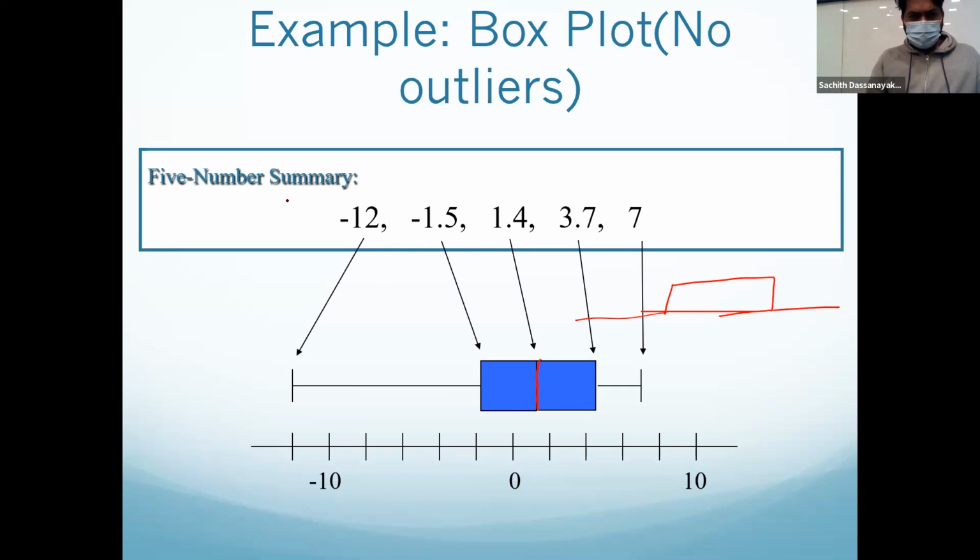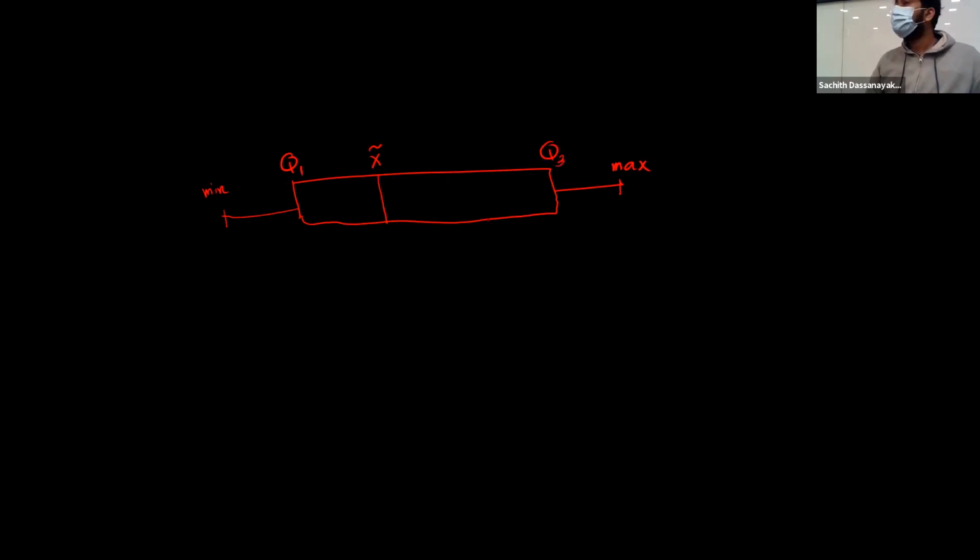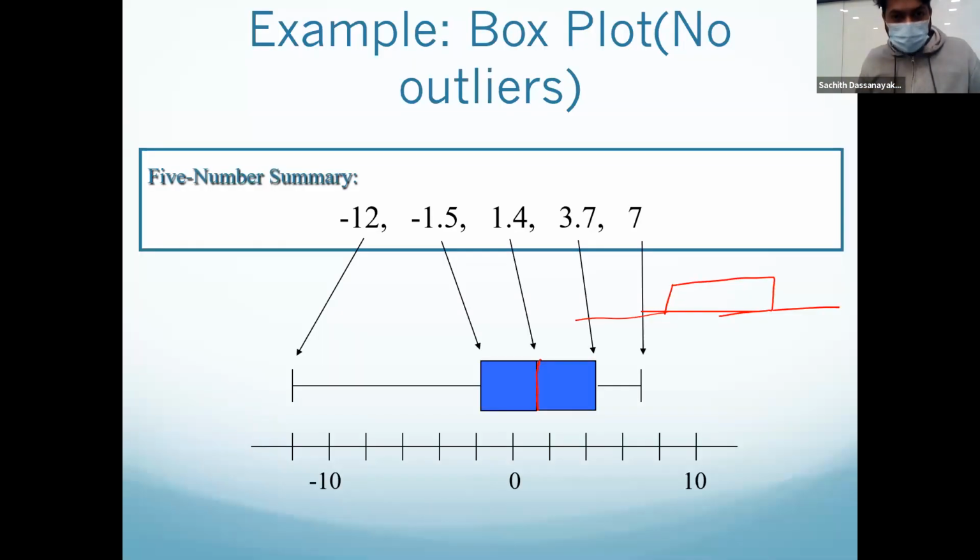Okay, let me draw this one. This is the box, minimum, maximum, and this, see, this is the mean. This is the max. This is Q1. This is X tilde or median or Q2, whatever. Okay, and this is Q3. See, the gap can be like this or this in your picture. Okay, clear?